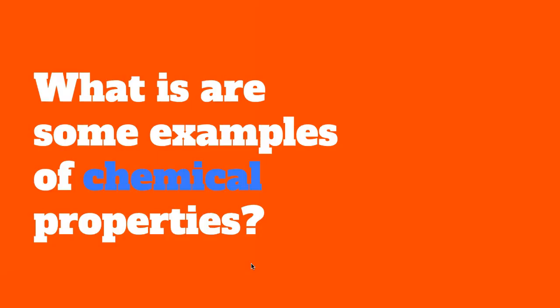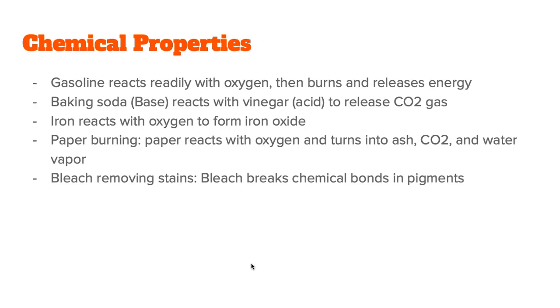Now, what are some examples of chemical properties? These describe how a substance behaves in a reaction. Again, if the substance changes into something new, then you're observing a chemical property. Here are some examples: gasoline reacting with oxygen and burning, releasing energy; baking soda reacting with vinegar and producing carbon dioxide gas; iron reacting with oxygen to form iron oxide, which we call rust; paper burns and turns into ash, carbon dioxide, and water vapor; bleach removes stains because it breaks chemical bonds in pigments, and so on and so on.